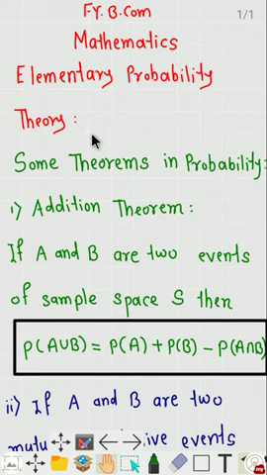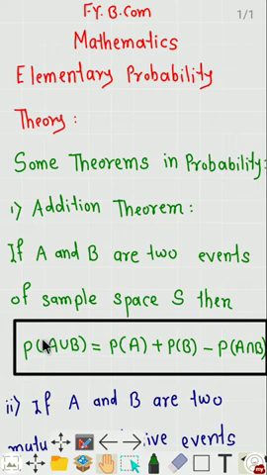In this lecture, we learn about elementary probability theory, and here we see some theorems in probability. So the first theorem is the addition theorem, and that theorem says that if A and B are two events of sample space S, then the probability of A union B is equal to probability of A plus probability of B minus probability of A intersection B.